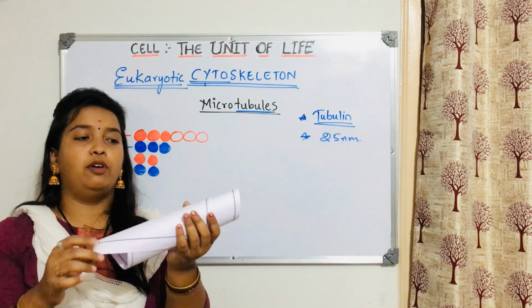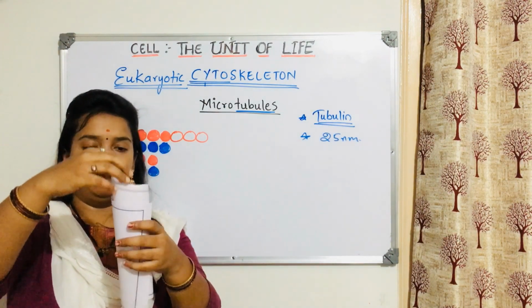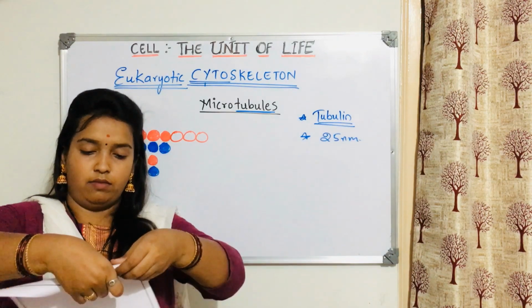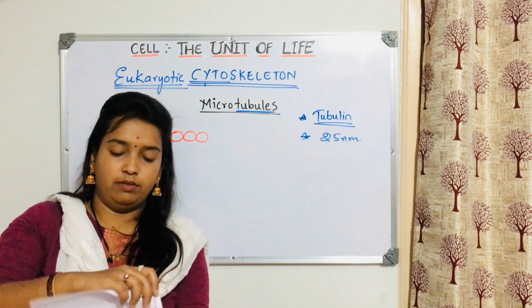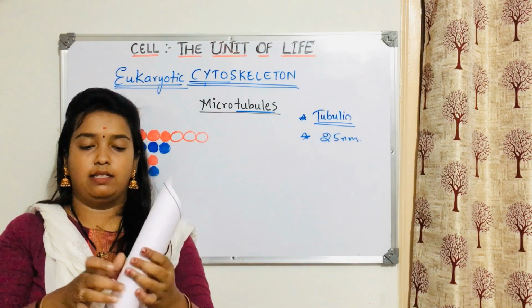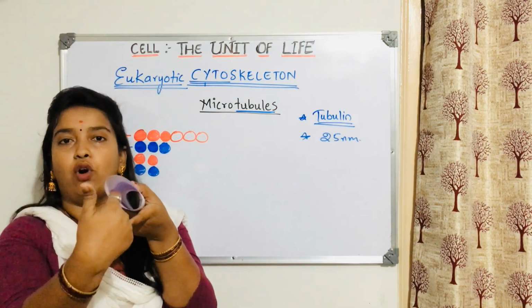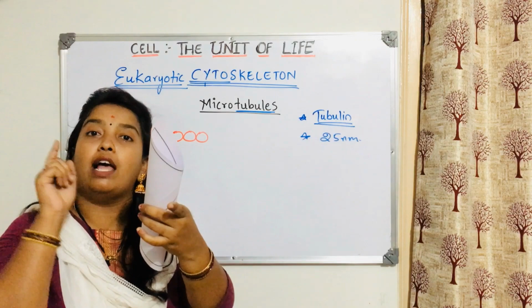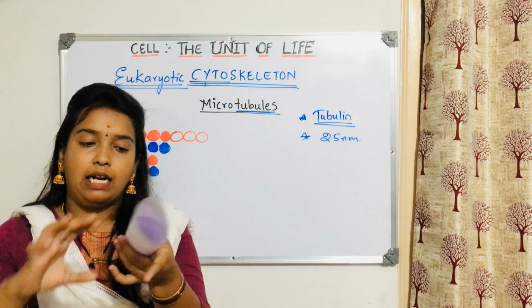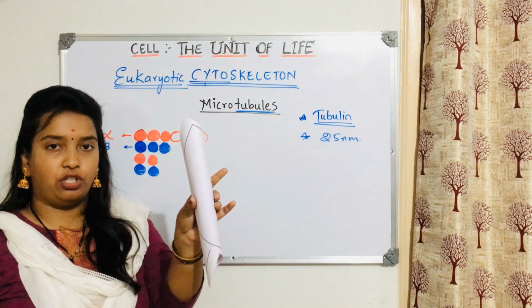Are you able to understand? What has happened here? It has just coiled. Now this is the proper shape. Can you see this? It's hollow from here. You can see it is hollow, but it is made up of what? It is made up of alpha and beta tubulin proteins, which are alpha and beta tubulin monomers. Ultimately, it forms a structure like this. This sheet will fold and form this structure.